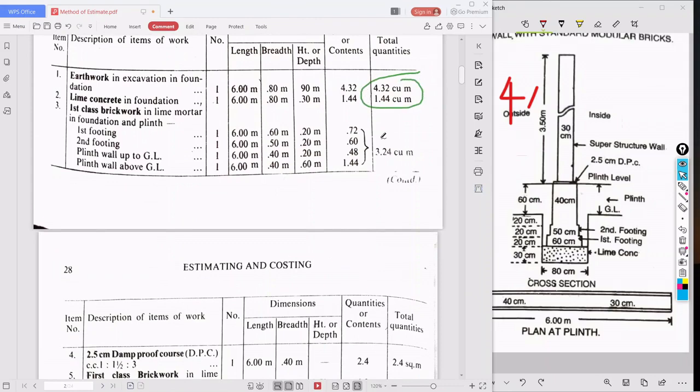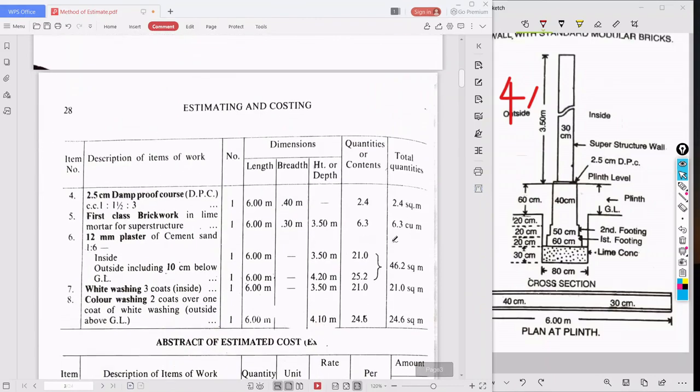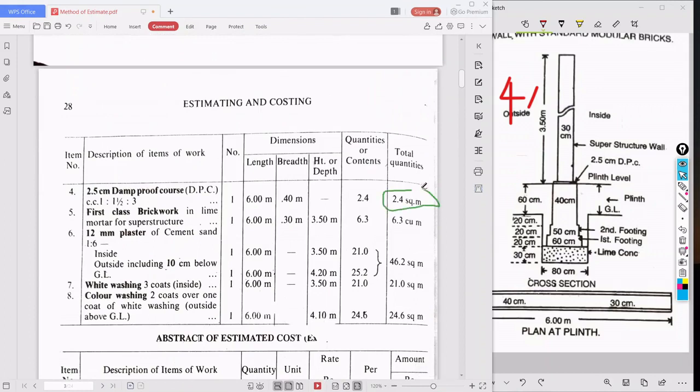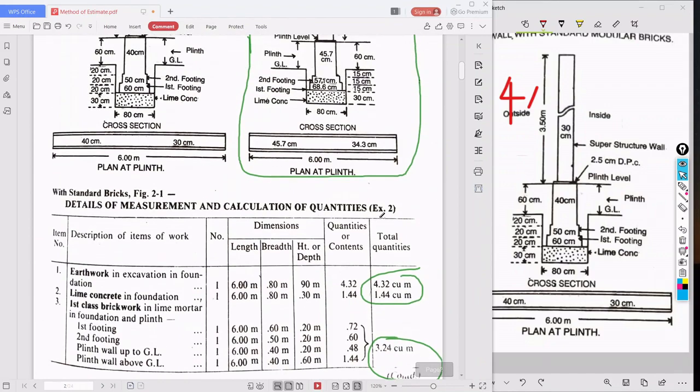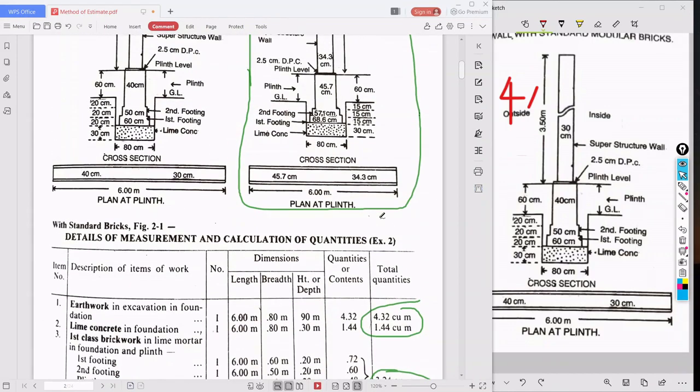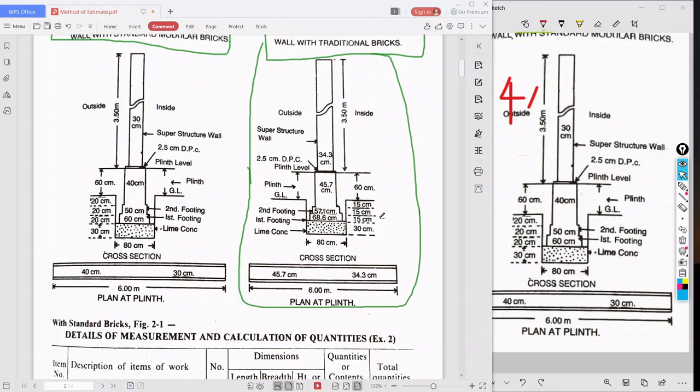So earthwork. Okay, what are the quantities in first class brickwork? What are the quantities for DPC? Okay, first class brickwork quantity, whitewashing, color washing. So every quantity you must calculate and you must comment here as your answers, so that I may know you have understood correctly or not.